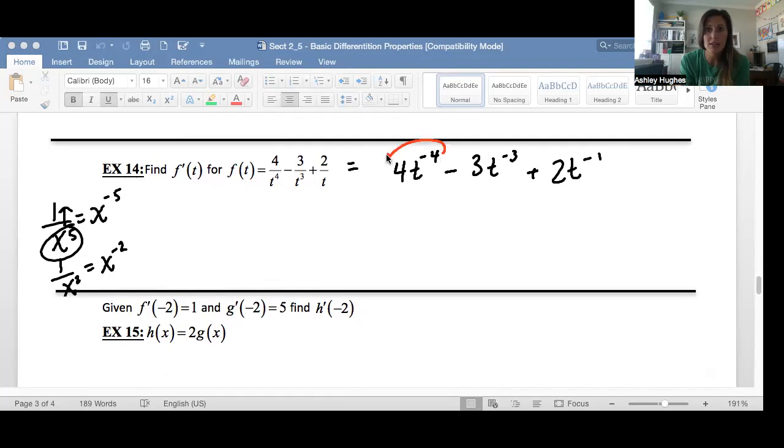So we're going to bring the negative 4 down. So negative 16t to the subtract 1. So it'll be negative 5. This would be plus 9t to the negative 4 minus 2t to the negative 2.